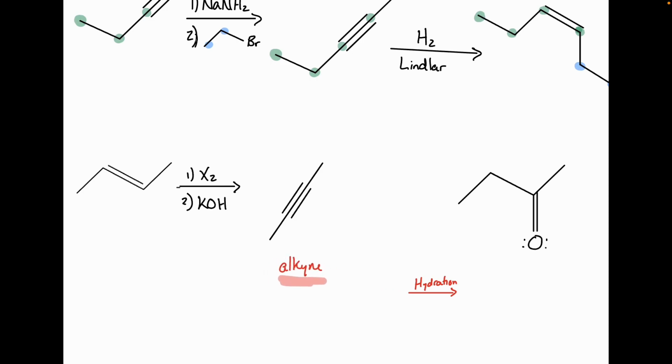And then we want to do a hydration reaction. Which hydration reaction am I going to do? Mercury or boron? I guess it wouldn't actually matter, huh? But sure. In this case, it's an internal alkyne, so it doesn't really matter. But sure, let's do mercury, H2SO4. And so then we have a hydration reaction to produce our ketone.